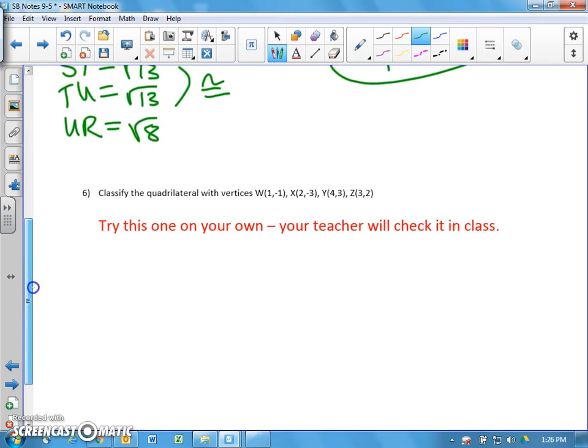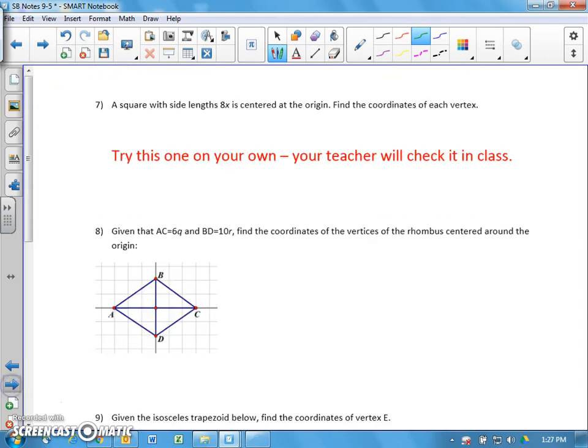Again, you're going to do the same thing with 6. You're going to go through those practice problems there. Try this one on your own as well, and your teacher's going to check that in class. Okay, so let's go look at this last page now, because this is a little bit different.